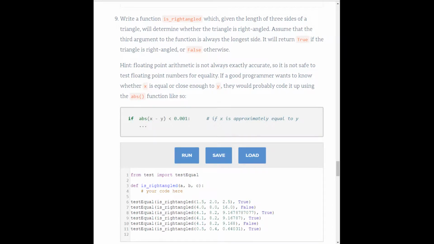So for those of you who hate math, this exercise is here to torment you. This exercise is asking us to write a Boolean function that returns true or false depending on whether or not the triangle formed by three side lengths given to us by the function here, a, b, and c, these three floating point numbers, form a right triangle. So a triangle that has a right angle. If you hate math, then this problem is, like I said, here to torment you with that.